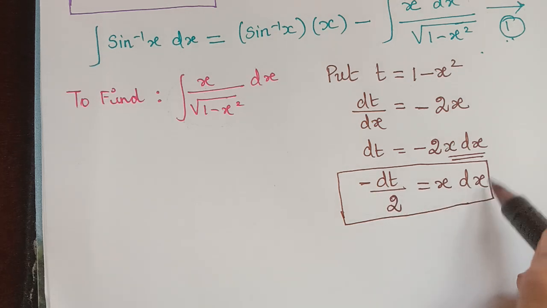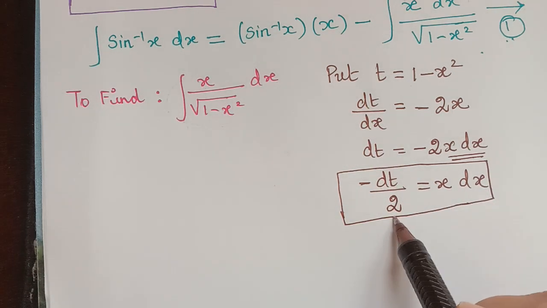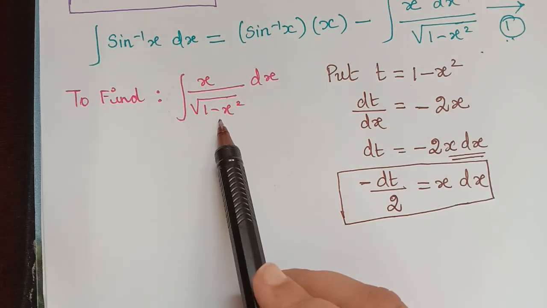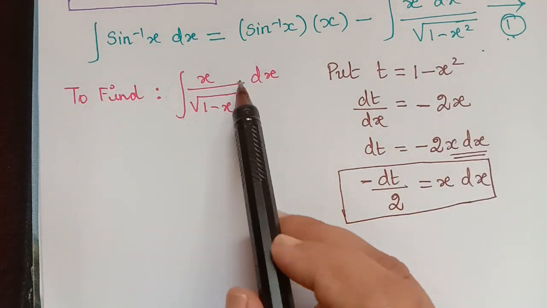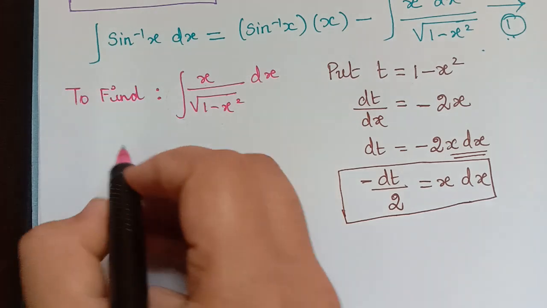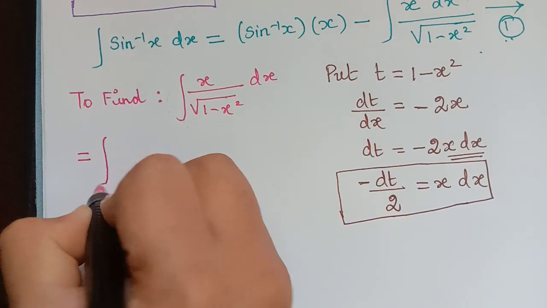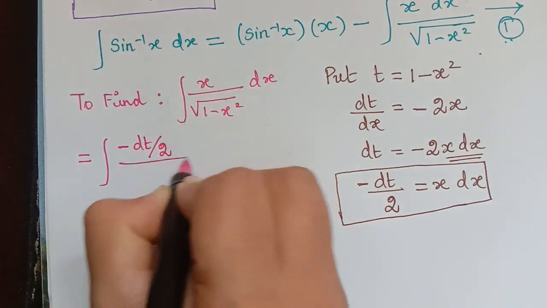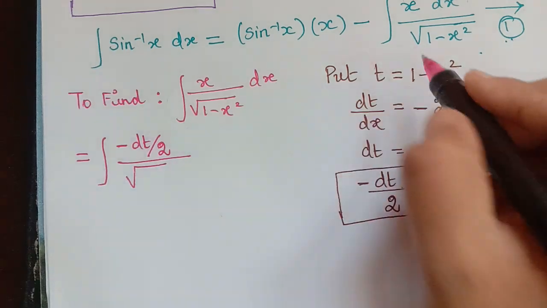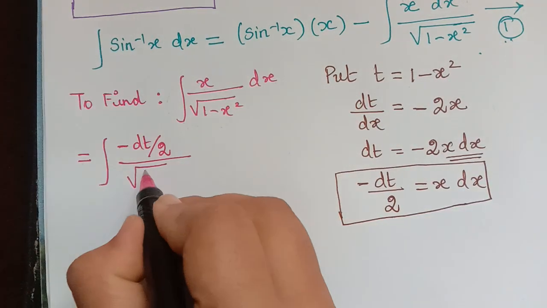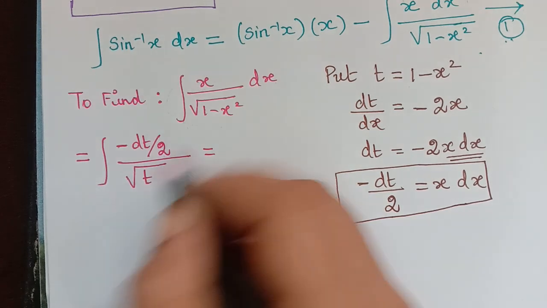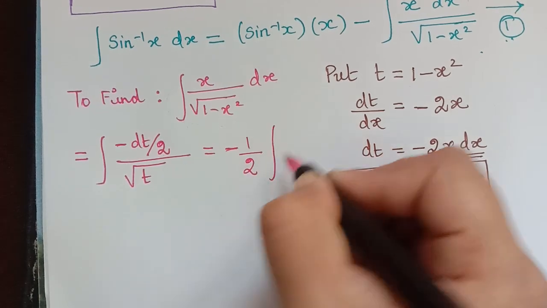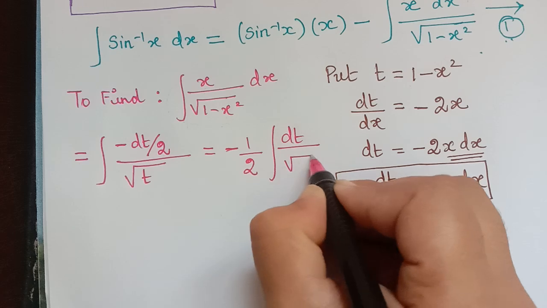Okay, so x dx, which is in the numerator, is minus dt by 2, and in the denominator square root of 1 minus x squared is square root of t. So let us substitute all this now here in this integral. So this integral will be equal to integral x dx, we will write as minus dt by 2 divided by square root of 1 minus x squared, which is what we have taken as t, so square root of t. Now this 1 by 2, we will take it outside the integral along with the negative sign. So minus 1 by 2 integral dt divided by square root of t.